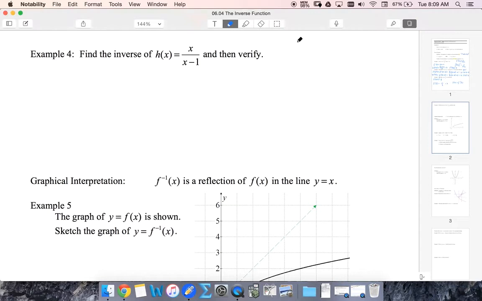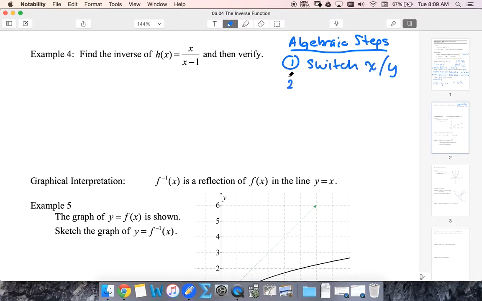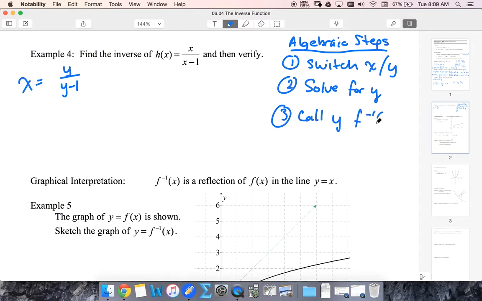The first thing that we want to do, so algebraic steps. Our first step, we want to switch x and y. And then we want to solve for y. So this is like my y, so I'm going to call that x equals y over y minus 1. In this case, our y is going to turn into the inverse. So the last step, we call y f inverse if it's a function.